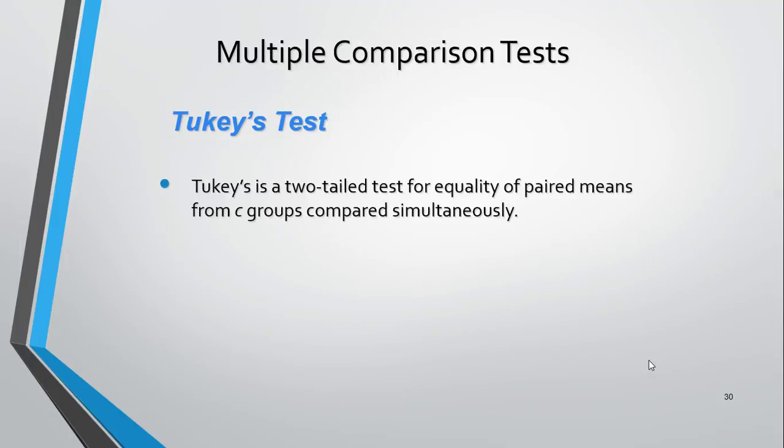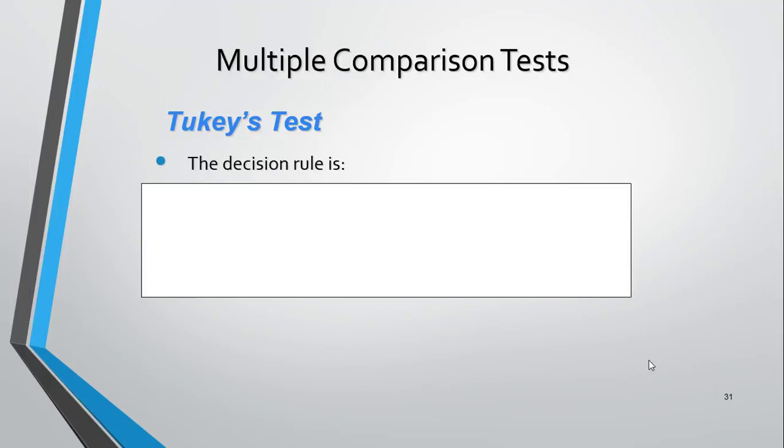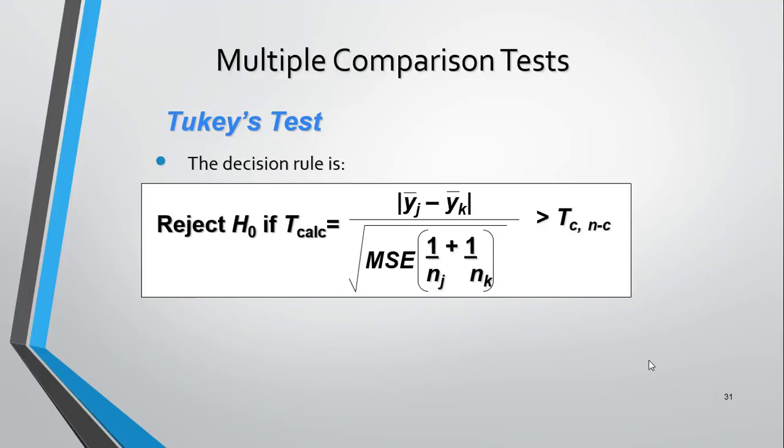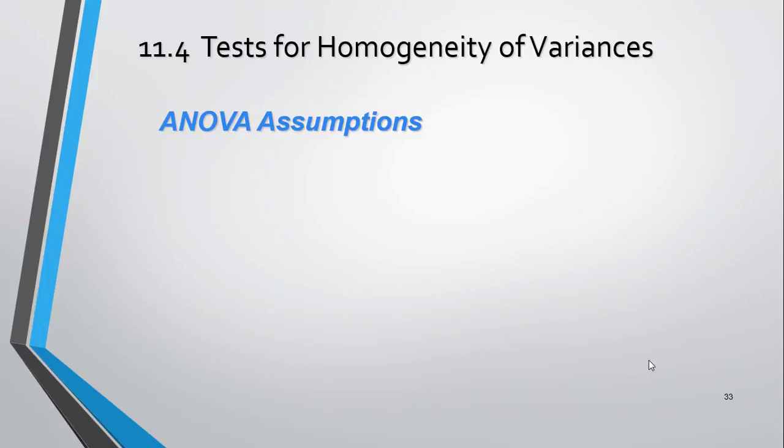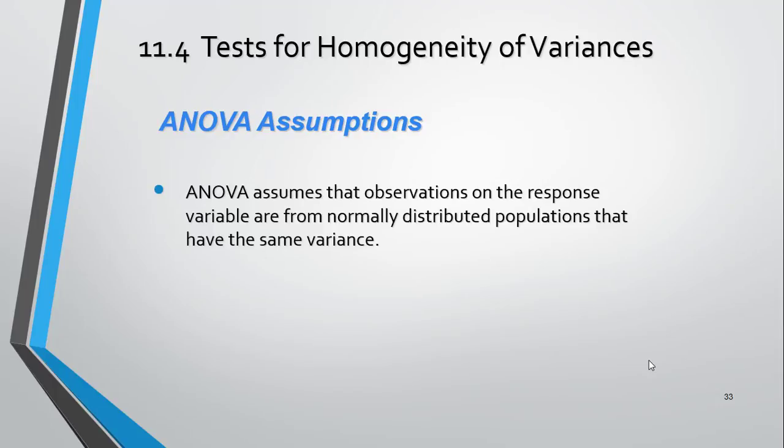Tukey's test is a two-tail test. We're not getting into details here. This is for your knowledge. If you want to look further, this is the studentized range in Tukey's test. Also, remember, ANOVA assumes that the observations on the response variable are from normally distributed populations that have the same variance. Remember, that's one of the ANOVA assumptions.